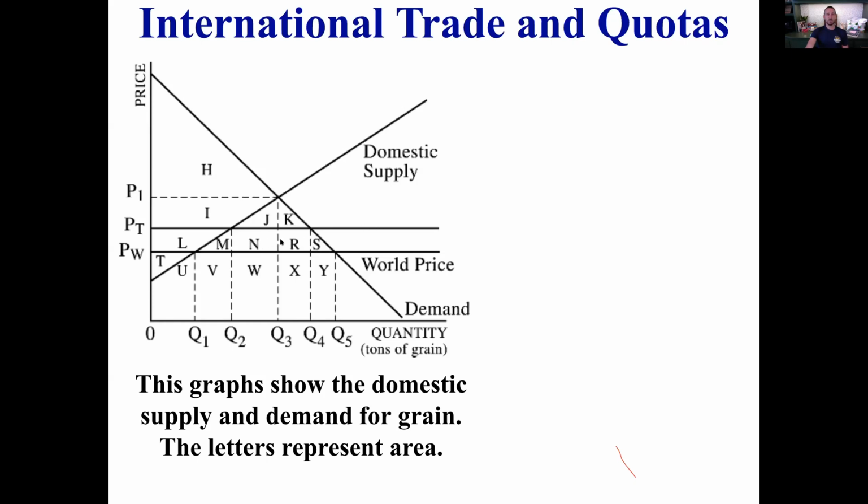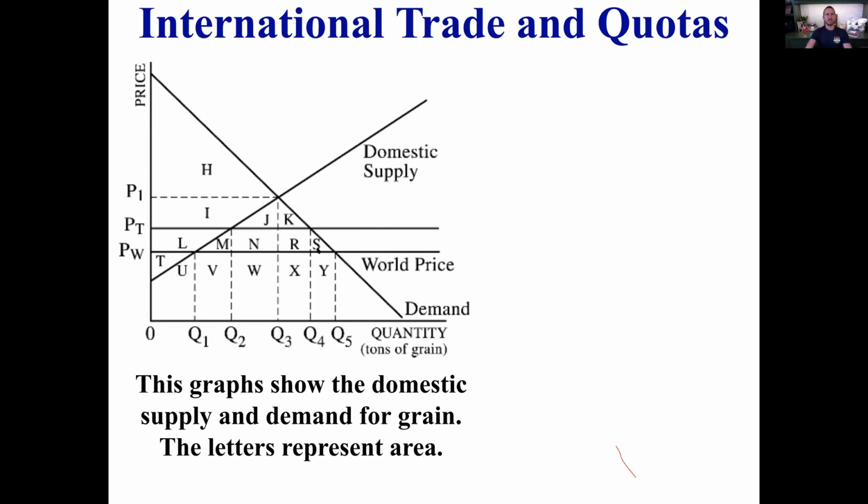N and R would be the tax revenue generated by the tariff, which is the amount that we import, Q4 minus Q2, times the amount of the tariff, which is the price with the tariff minus the price without the tariff. So N and R is the tax revenue. M and S would be our deadweight loss. It's kind of hidden in there a little bit. It's not as clear as usual.